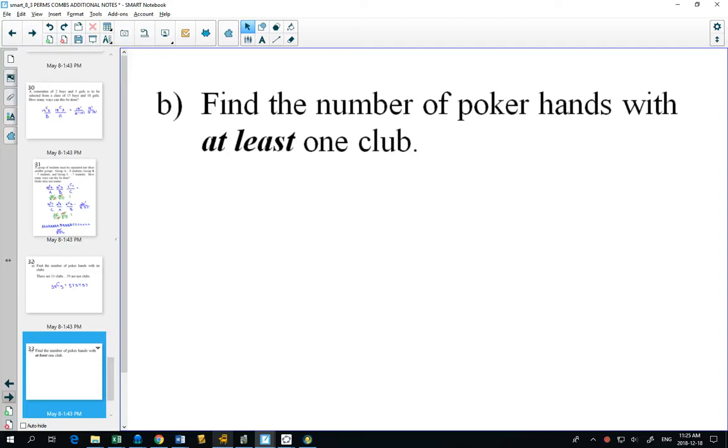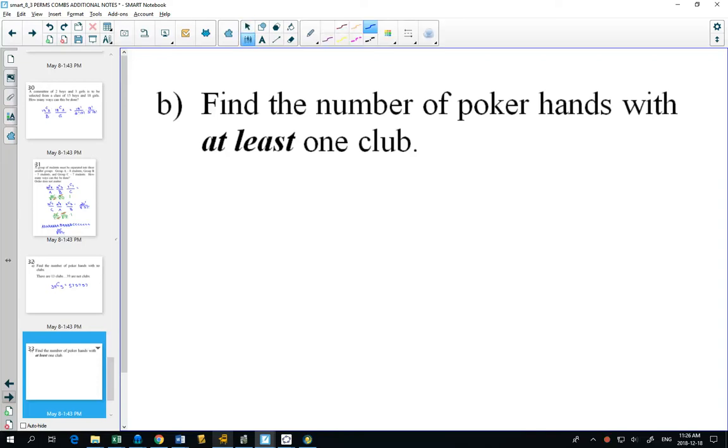Okay. So here are, don't write these down. Well, you can write them down in the end if you want. Here are 3 solutions to this question. Okay? Find the number of poker hands with at least 1 club.